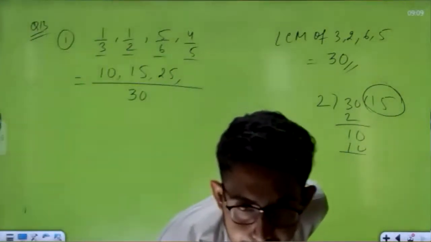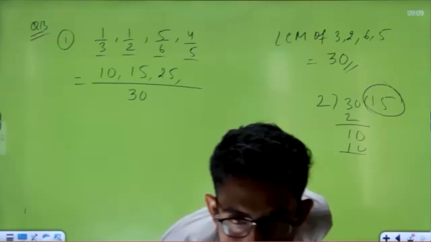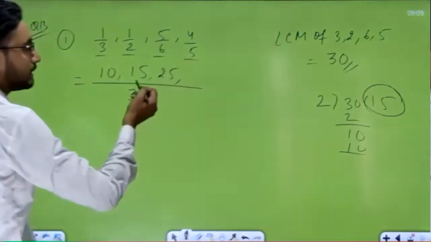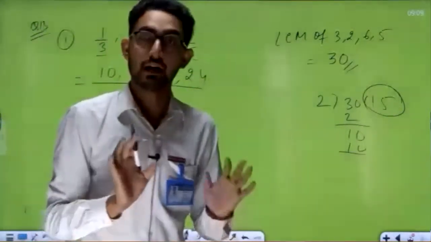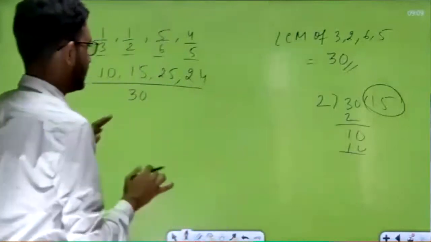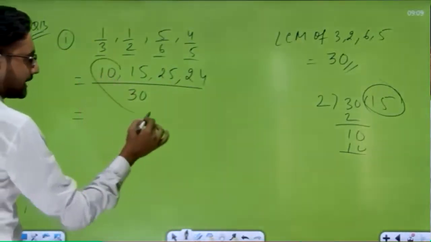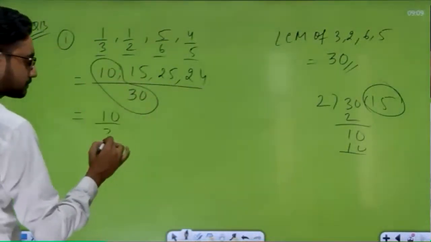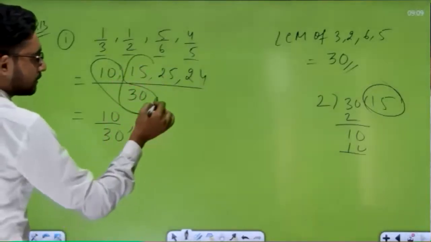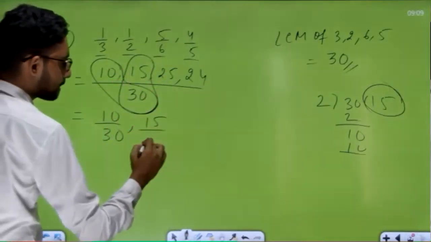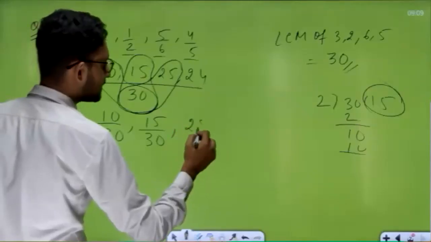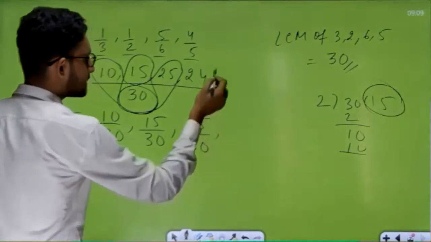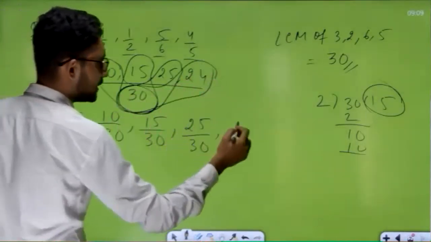So for 5, how many times? 6 times. 6 into 4, 24. Now we will check. Now we'll write it down like this. So the like fractions are 10 upon 30, next 15 upon 30, next 25 upon 30, next 24 upon 30. Now all of you check.